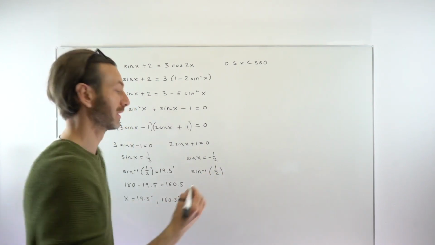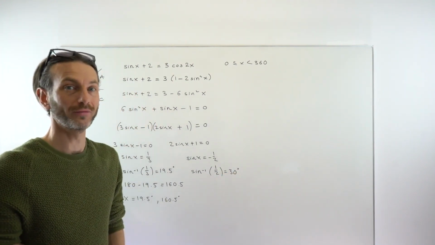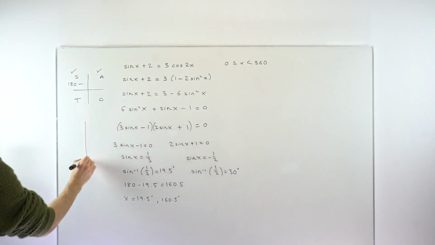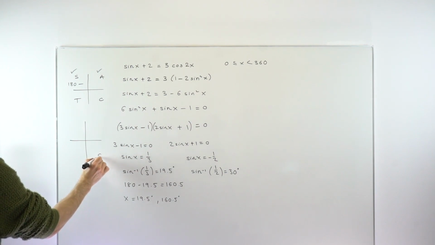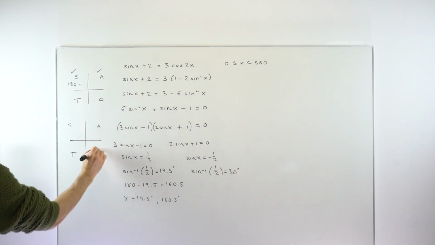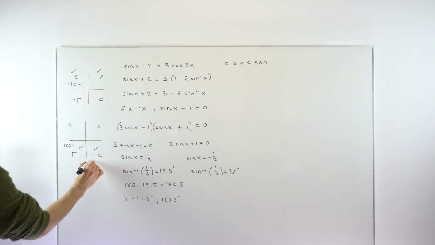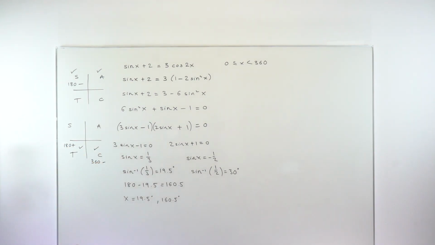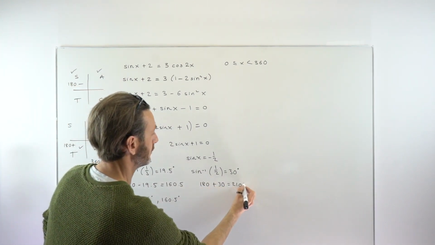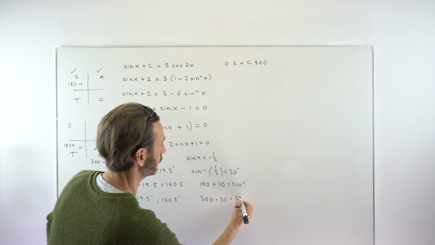You don't put the negative into the inverse. So that's going to give us 30 degrees from exact values, or from the calculator, if that's how you did it. Then we need to check a different, separate cast diagram for this one. This time we're dealing with sine negative, so basically it'll be the other two quadrants, not here and here, but here and here. So for this quadrant we need 180 plus, in the fourth quadrant, 360 minus. So 180 plus our 30 to give us 210 degrees, and then 360 minus 30 to give us 330 degrees.